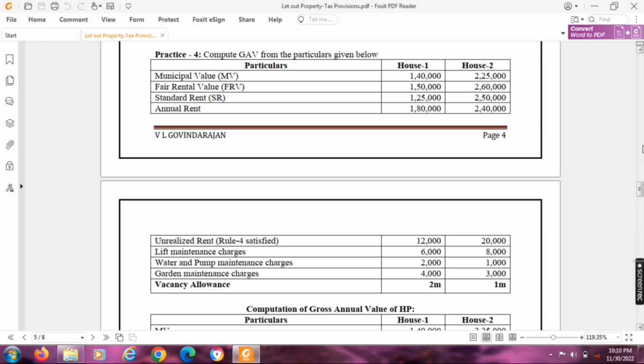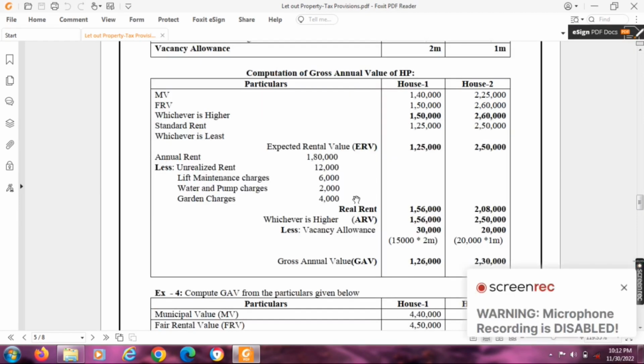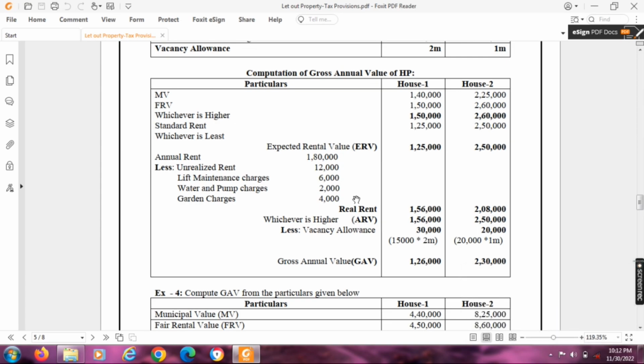The first house is vacant for 2 months. Out of 12 months, this property was let out for only 10 months. And house 2 is vacant for 1 month. Out of 12 months, it was let out for only 11 months. So how to compute the gross annual value? Let me see the answer. Municipal value for the first house is 1,40,000 and 2,25,000 for the second house. Fair rental value is 1,50,000 and 2,60,000. We have to choose whichever is higher.